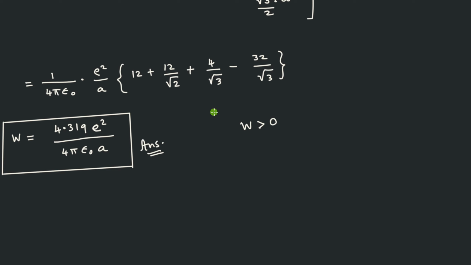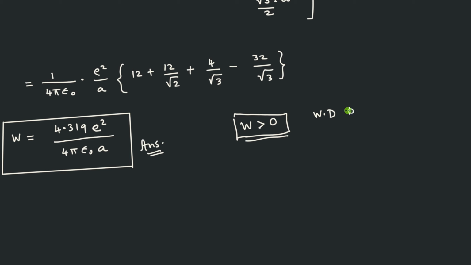Positive means you are going to do the work. If I say that W is greater than 0, as in this example, the meaning is that we have to do work in order to assemble the system. That is the meaning. Suppose W is less than 0, we don't have to do work. The system will do the work for you. So we say that it is the work done by the system. Now, for greater than 0, we have to say that work is done on the system. So that is the meaning.